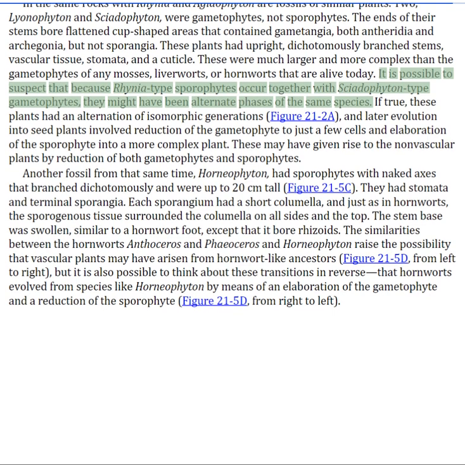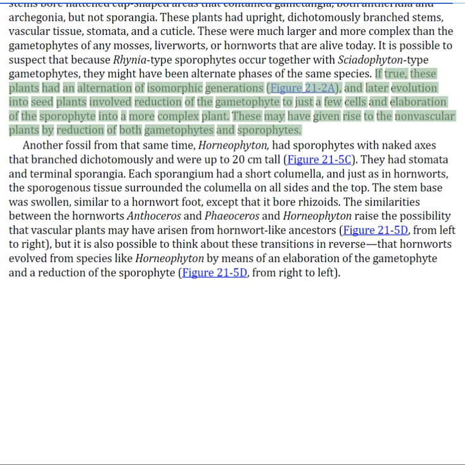It is possible to suspect that because Rhynia-type sporophytes occur together with Cyathophyton-type gametophytes, they might have been alternate phases of the same species. If true, these plants had an alternation of isomorphic generations, and later evolution into seed plants involved reduction of the gametophyte to just a few cells and elaboration of the sporophyte into a more complex plant. These may have given rise to the non-vascular plants by reduction of both gametophytes and sporophytes.